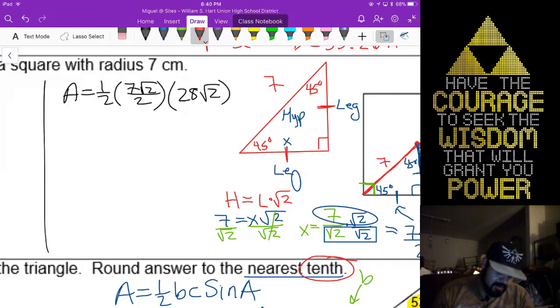So let's see here. That's going to be... Oh, why can't I math right now? So first off, rad 2 times rad 2 is going to give me a 2. And that's going to cancel out with one of my 2's here. So that 2 is gone. These are gone. Now I could take 1/2 of 28. So that'll give me 14 times 7.